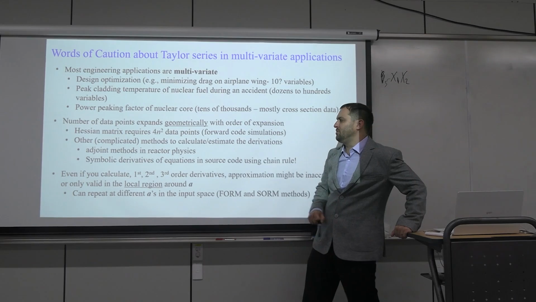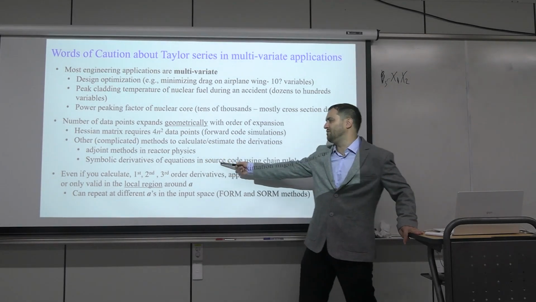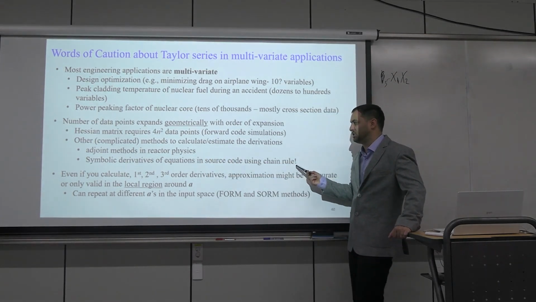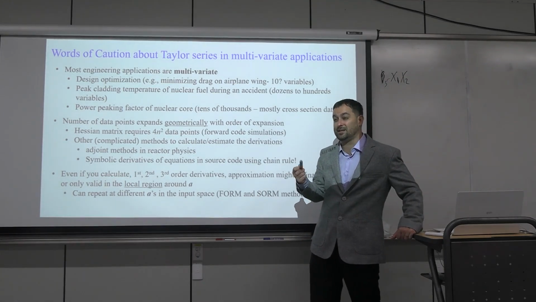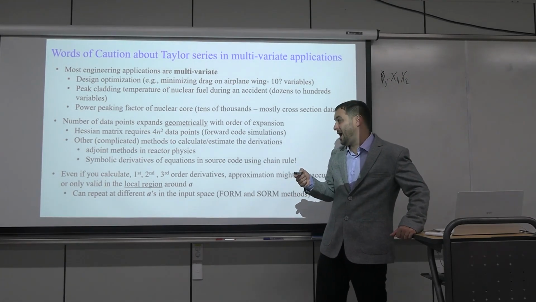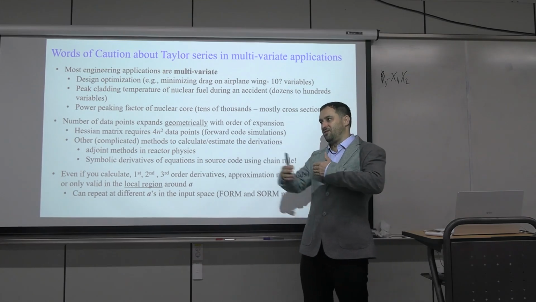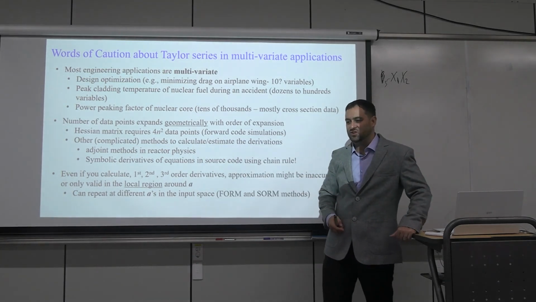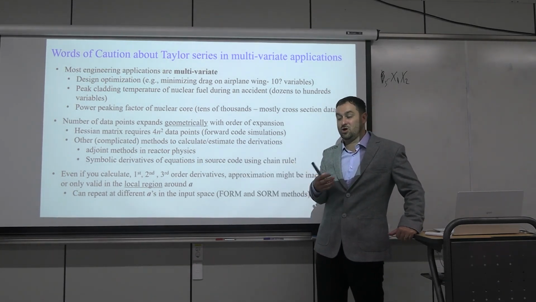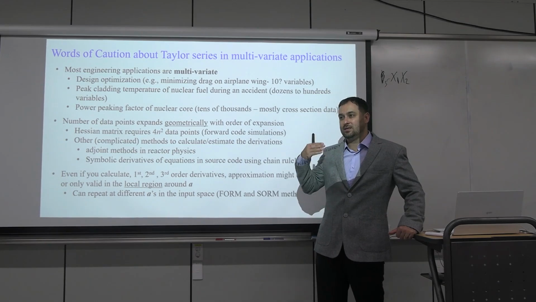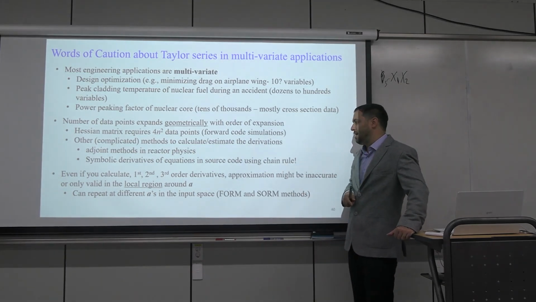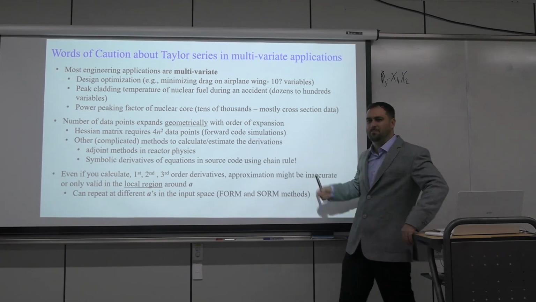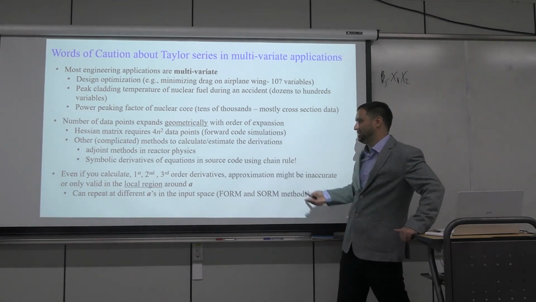And also you can even do what's called symbolic derivatives of the equations in the source code using the chain rule. And so there are some third-party softwares called automatic differentiation codes that will generate these symbolic derivatives. They process your source code and they continually apply the quotient rule for differentiation. But you can get these very large, cumbersome derivative equations.